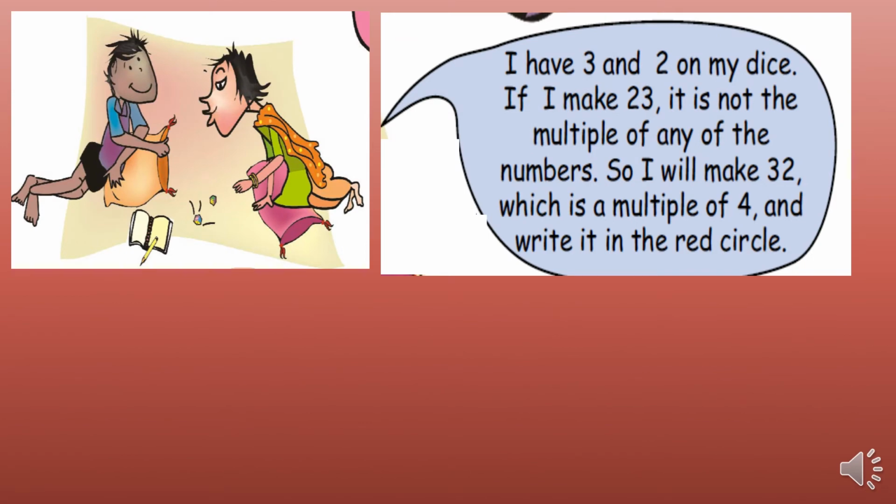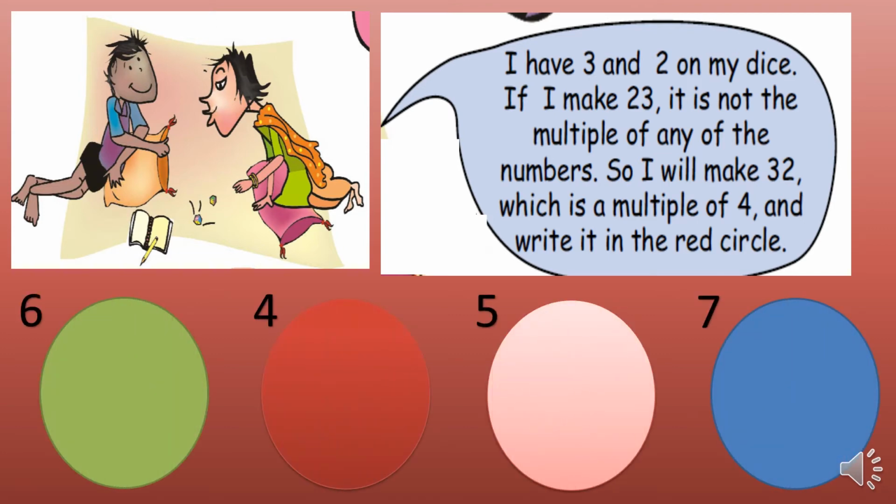For example, if I have 3 and 2 on my dice, if I make 23, it is not a multiple of any of the numbers. So I will make 32, which is a multiple of 4, and write it in the red circle. So in the green circle you will write a multiple of 6, in the red circle a multiple of 4, in the pink circle a multiple of 5, and in the blue circle a multiple of 7. This game you can play at your home.